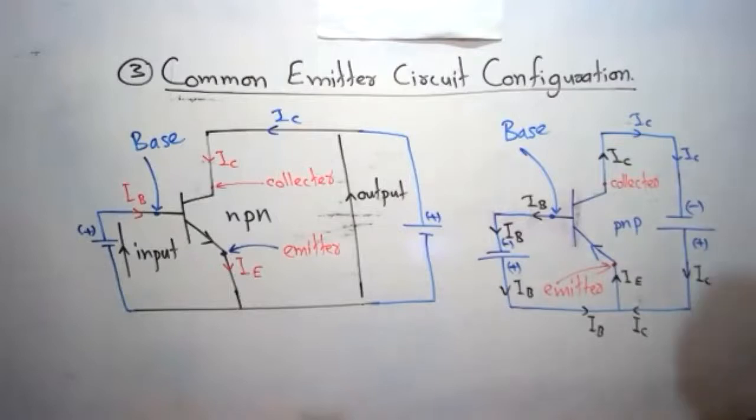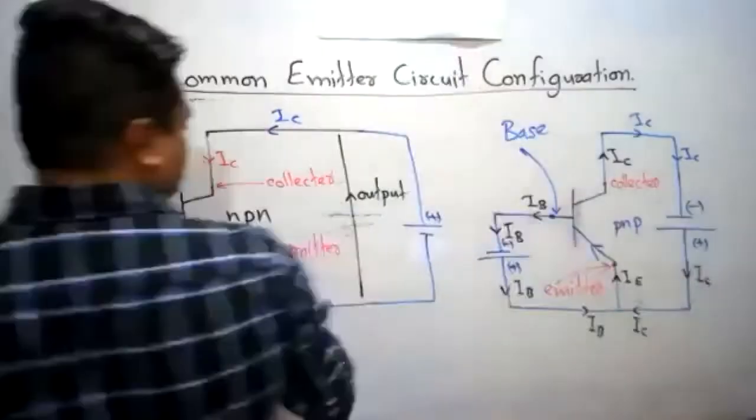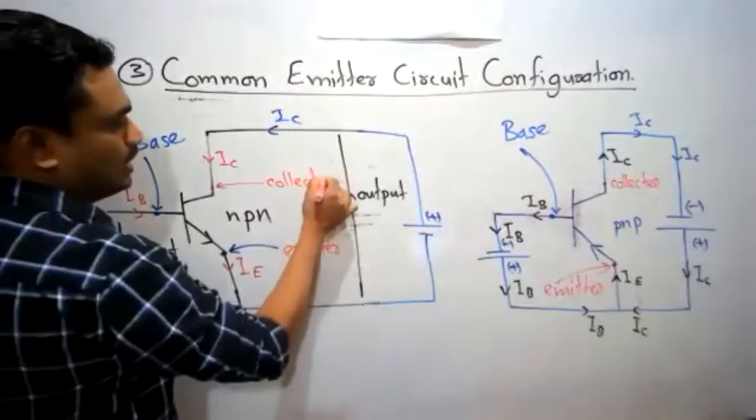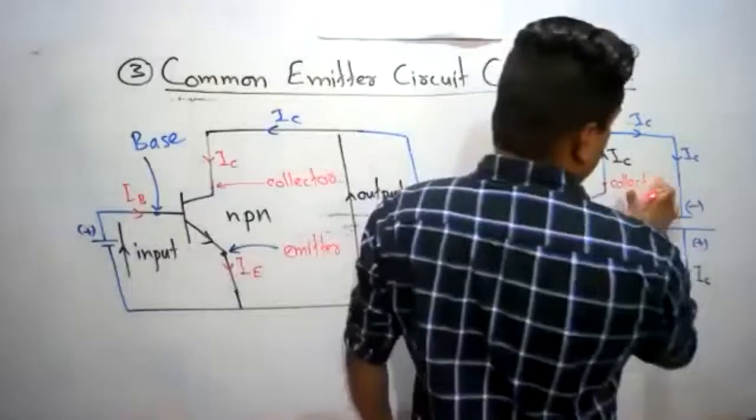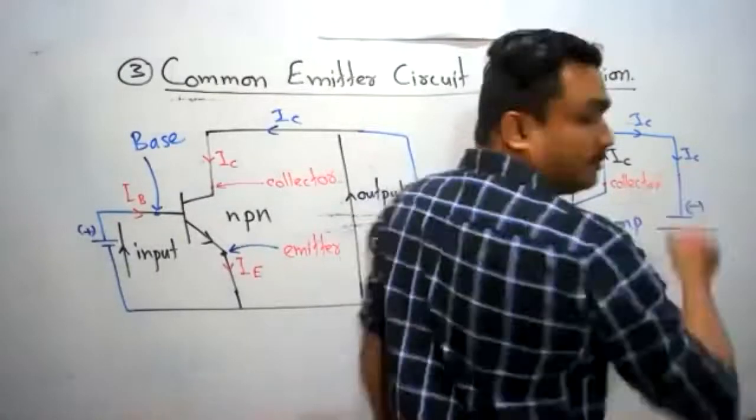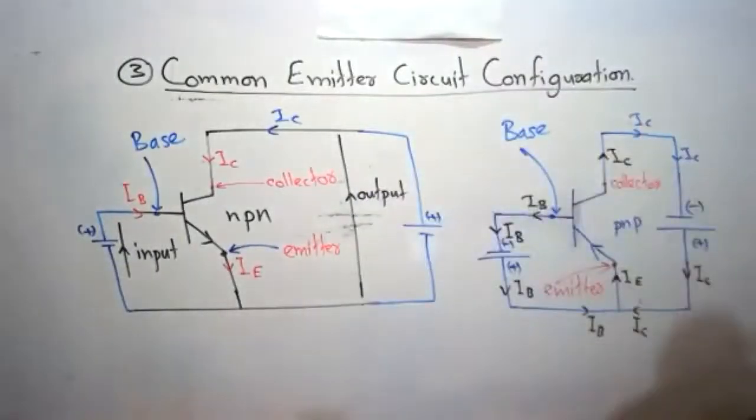This spelling is wrong. Collector, C-O-L-L-E-C-T-O-R. Emitter, correct. Please correct the spelling mistakes. Collector, TOR. Emitter, TER. Base is base.